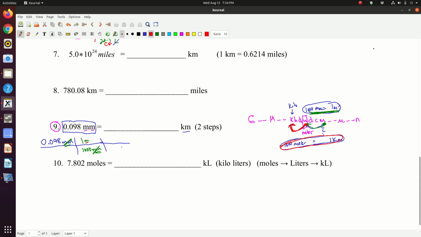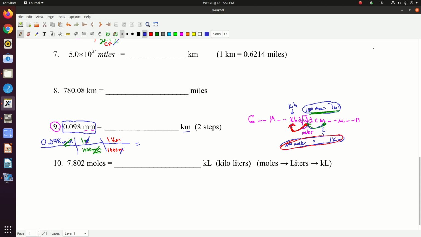So I have meters on the top, so I need 1,000 meters on the bottom and 1 kilometer on the top. That way the meter will now cancel. I can go ahead and cancel that out. Meters and meters. And then I can do the math. And this is bridge notation. We're going to have other times when we do multiple steps in bridge notation, but this is a 2-step process.